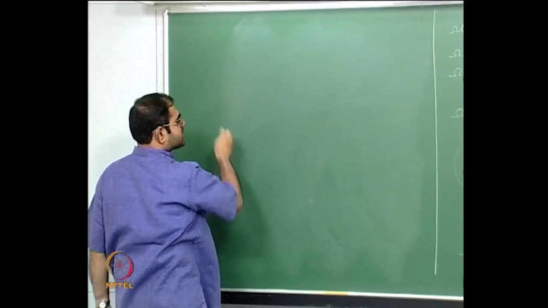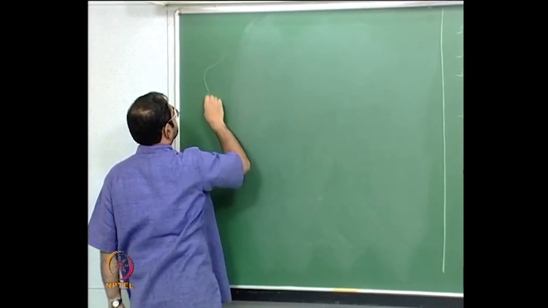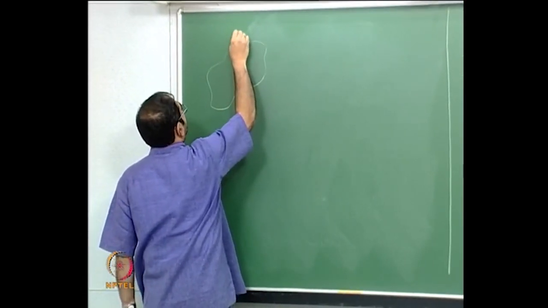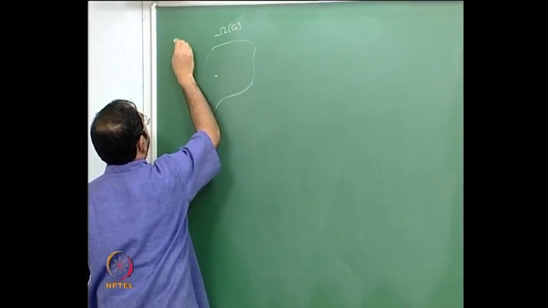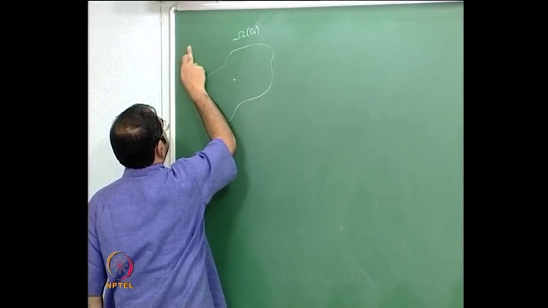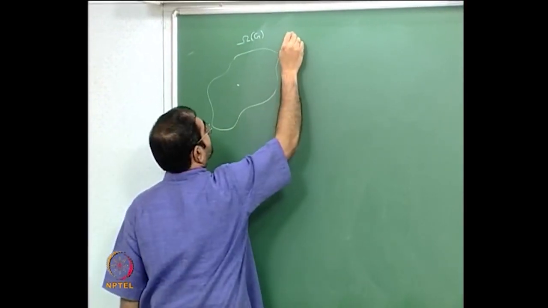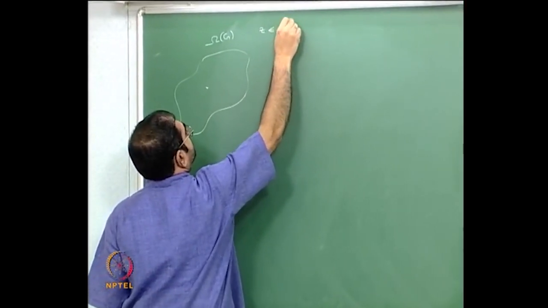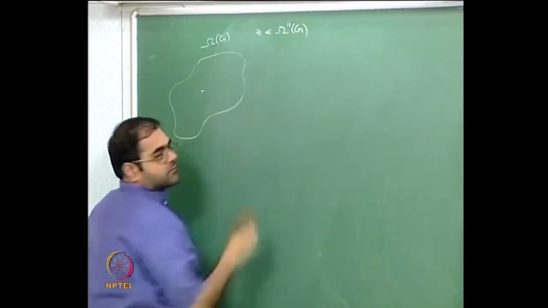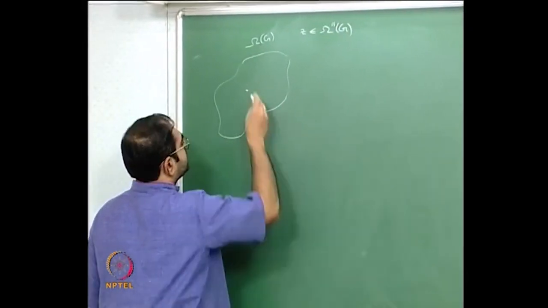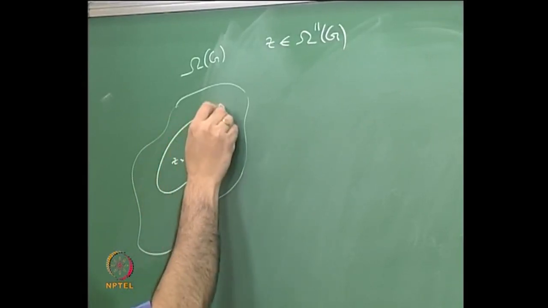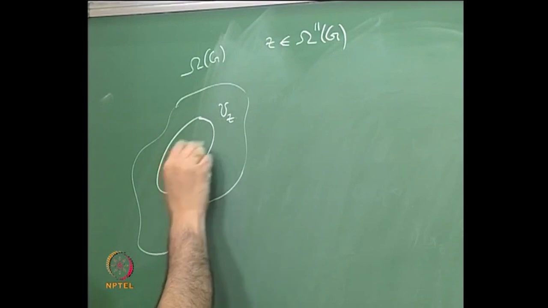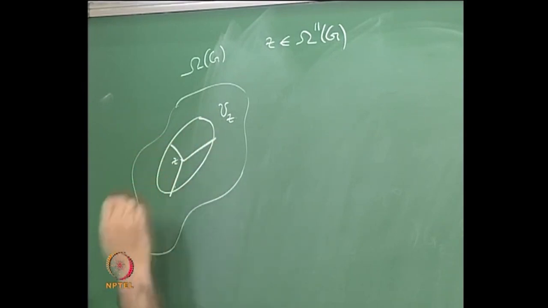You see, I am in the following situation. Here is my omega of g, and there is a point z. There is a point z which is a point of omega double prime of g, so it is a point with non-trivial stabilizer. So I am just redrawing this diagram here. So I have a neighborhood. So this is z, this is u sub z, and I have something like this, okay.